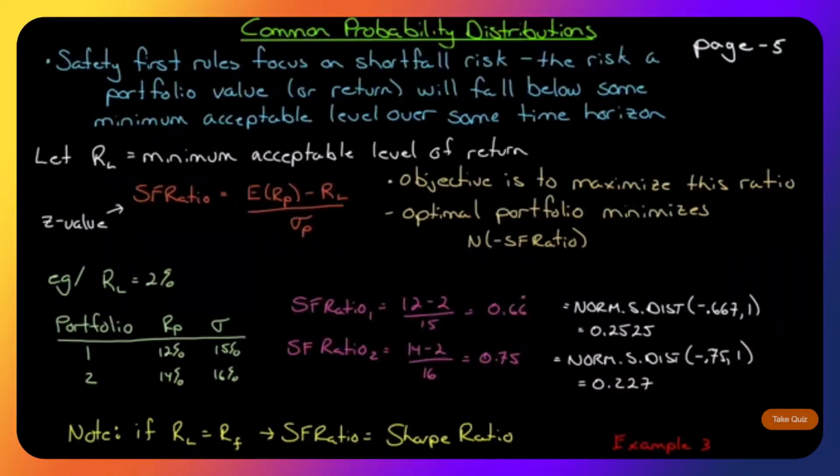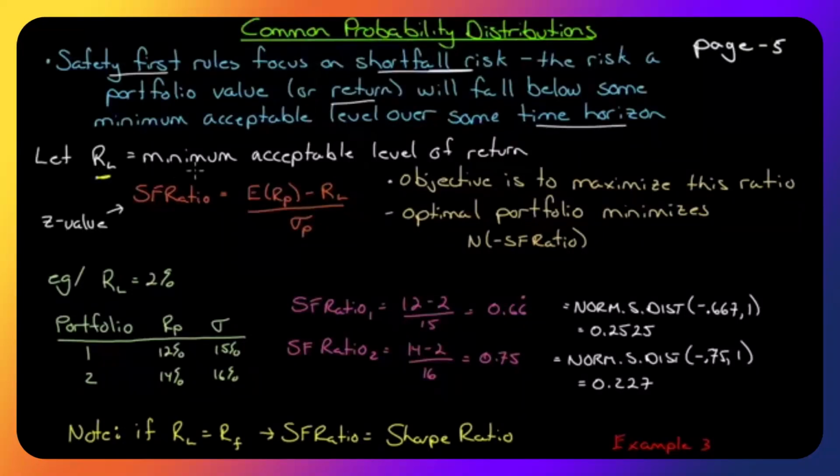We're going to look at some applications now that the normal distribution is sort of underpinning. Define shortfall risk. Calculate the safety first ratio and identify an optimal portfolio using Roy's safety first criterion. So safety first rules focus on shortfall risk. And shortfall risk is the risk a portfolio value or return will fall below some minimum acceptable level over some time horizon. So let's look at the formulation for this.